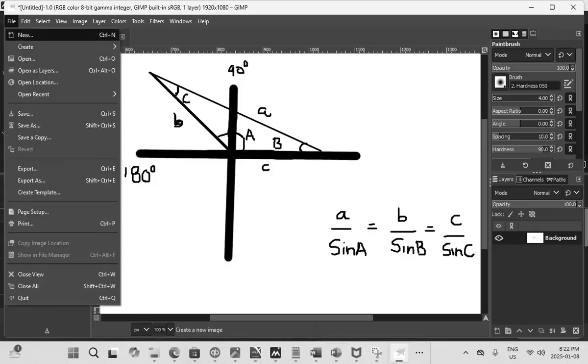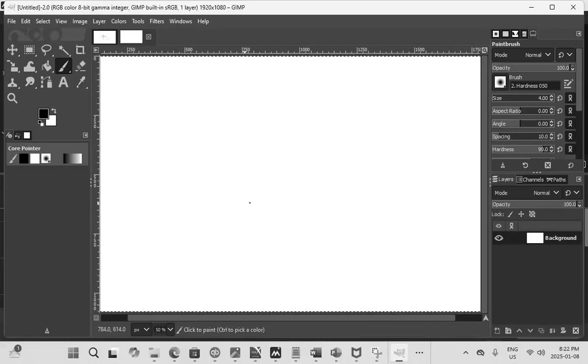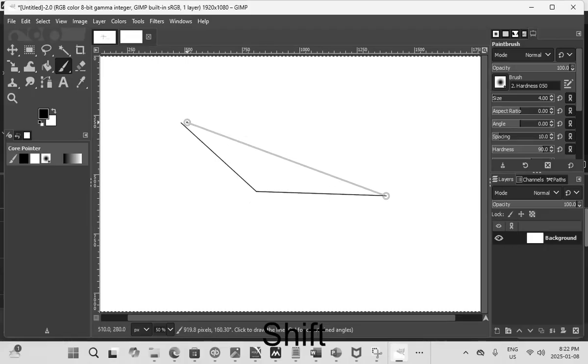Let's go ahead and do an example. Let's say this is your obtuse angle triangle. This is one of your oblique triangles. Let's say this is side A, this is angle A, this will be angle B, side B, and angle C, side C.